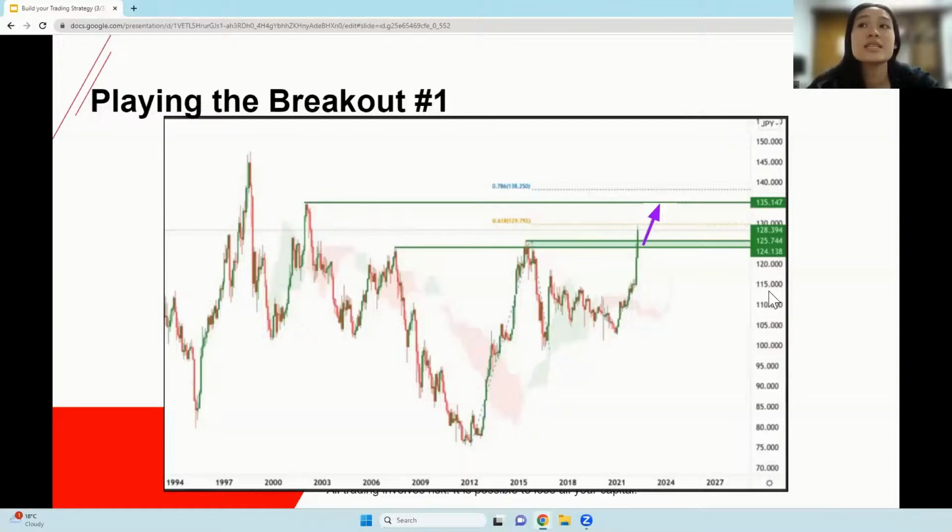So in our first example, we are playing the breakout from this multiple swing high resistance. These tend to be areas more so than specific levels, which is why you can see that we've highlighted this area here. So price has broken out of it. We are expecting it to continue moving upwards for a couple of reasons. Firstly, we have this next swing high resistance here at the 135.147 level. Second point, we see it moving above the Ichimoku cloud, so that suggests it's a bullish signal.